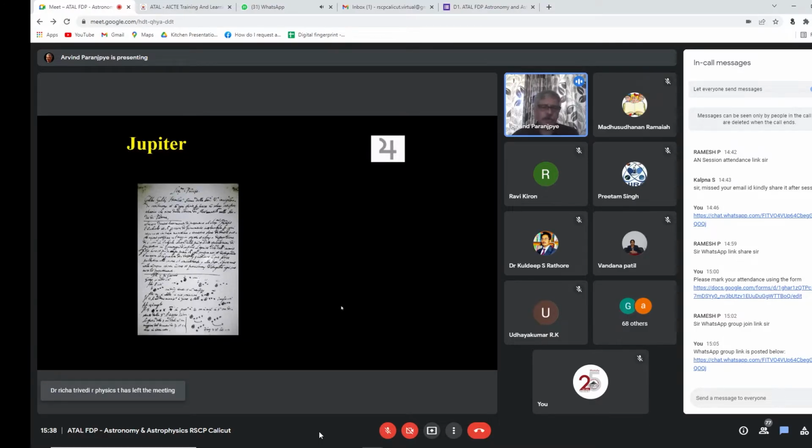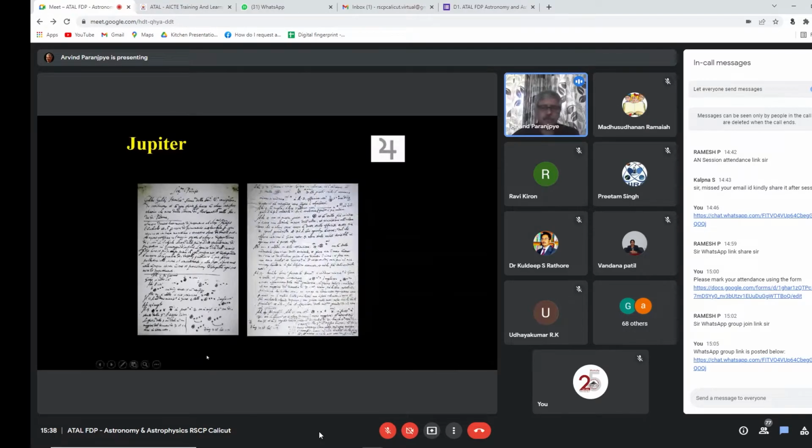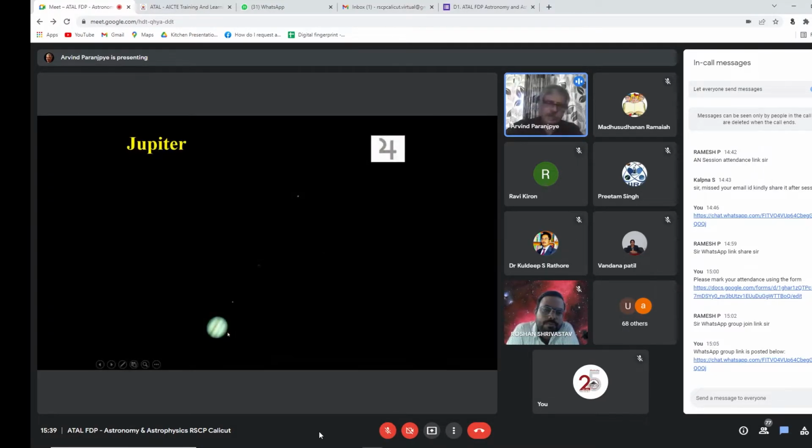So when Galileo Galilei pointed his telescope towards the planet Jupiter, he saw two more objects which were following it, and then he kept a very systematic record of all these objects. And then when he plotted their positions, he concluded that these must be the moons of Jupiter, and this is how Jupiter is seen from Earth.